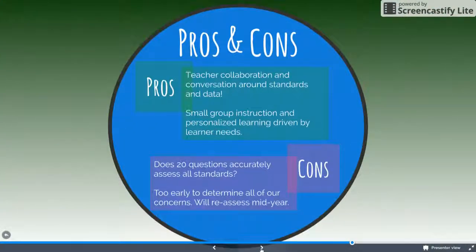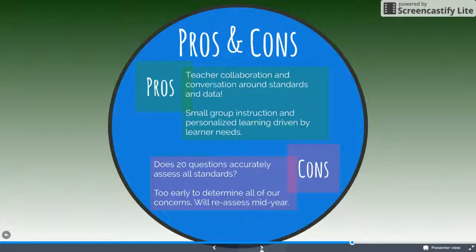There are always pros and cons to a new implementation of an assessment. One thing that we've already determined as a pro is that our teachers are collaborating and talking about standards and data as they never have before. We've also seen that immediately upon implementation of common assessments, pacing guides, and question sets aligned to the standards, we're able to hone in on our students' individual needs and provide small group instruction and personalized learning driven by their learner needs. Some of you might be thinking that there are some cons associated with this implementation as well.